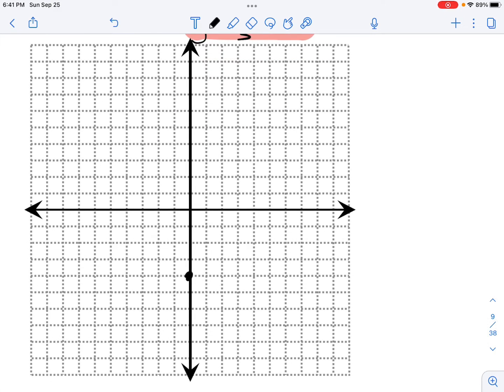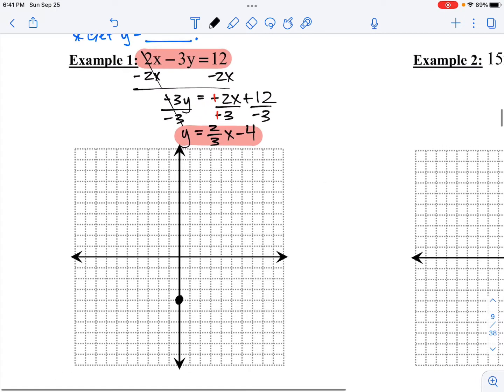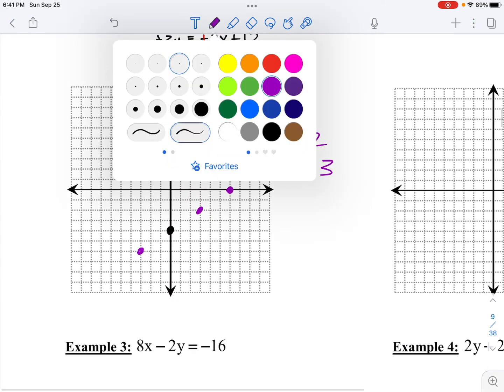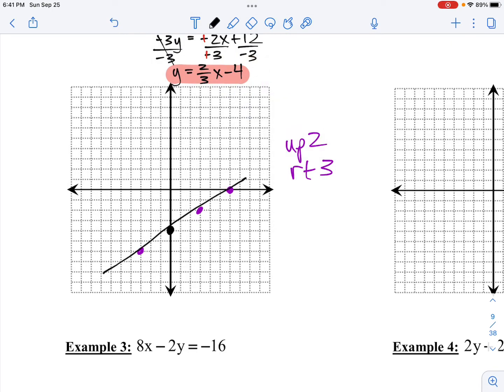So I'm going to find negative 4, which is right here. And my slope is 2/3. What that means is I'm going to go up 2, right 3. Both of these numbers are positive. So the 2 means up 2 because up is the positive direction, and the 3 means right 3 because right is also the positive direction. So I'm going to go up 2 over 3, up 2 over 3. Yes, you can also go down 2, left 3. And that makes your straight line. And we are beautiful.